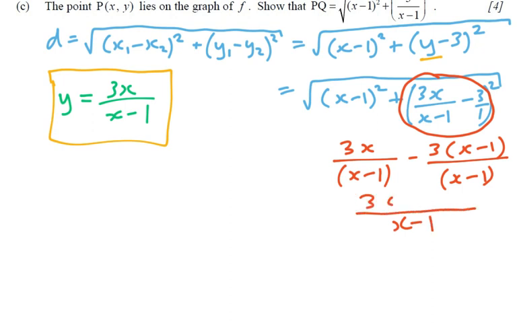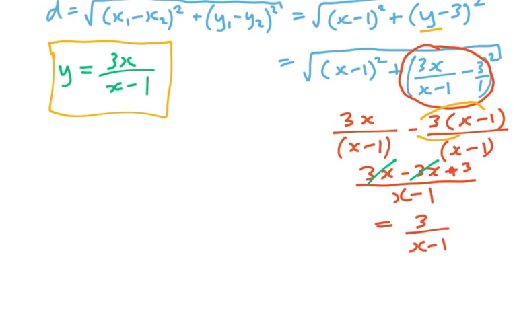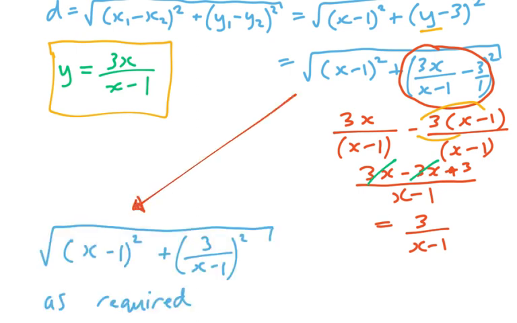So I've got my first part, 3x. Then expand out those brackets. Minus 3 times x is minus 3x. Minus 3, so that was that part. And then minus 3 times minus 1 is going to give me plus 3. So that simplifies. The 3x's cancel out, so I'm left with plus 3 over x minus 1, which is exactly what they want. So I'm now going to write it over here in full. That is it.